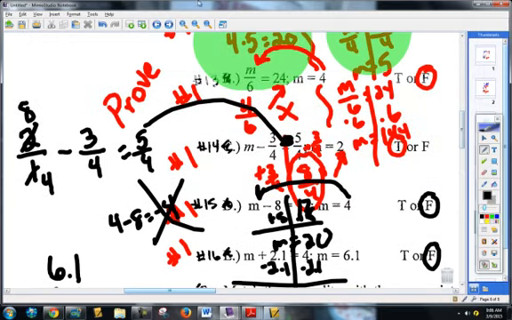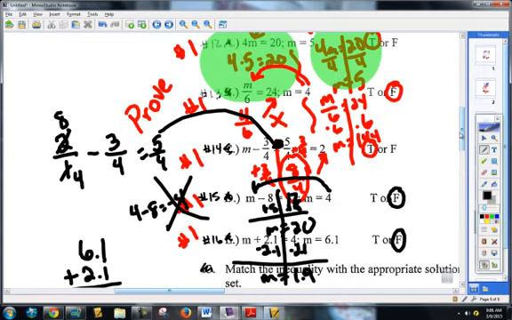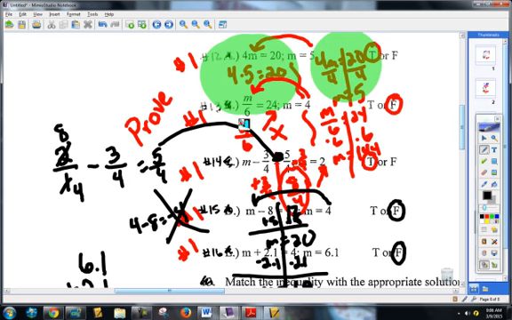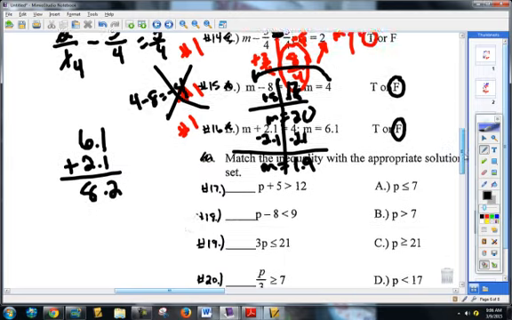Everybody see what I mean on that? If you did not prove it, do not give your credit. You could have just done one or the other, though. You didn't have to solve and plug in, just one or the other. All learning target number 1.